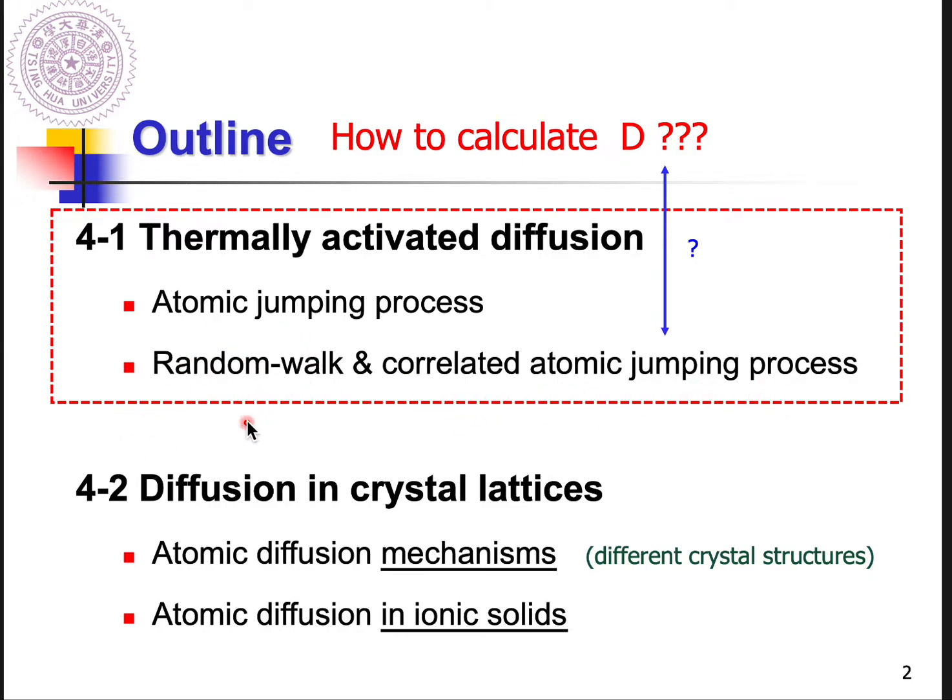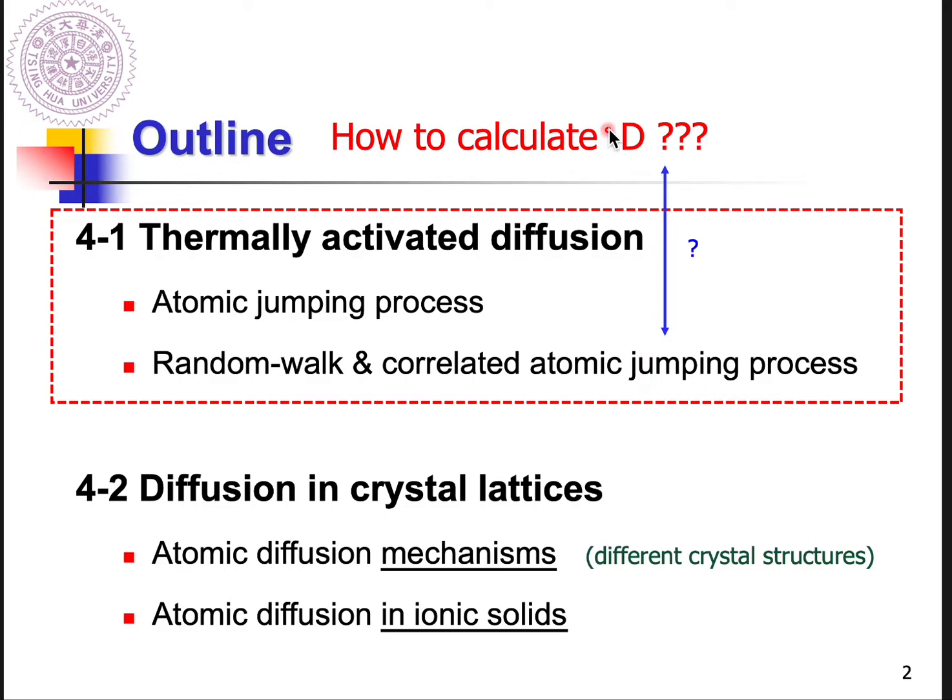The random walk means this atomic jumping process is nothing related to previous jump or next jump. And the correlated atomic jumping process means this jump actually is correlated with previous jump or next jump. This kind of jumping process, we call it a correlated atomic jumping process.